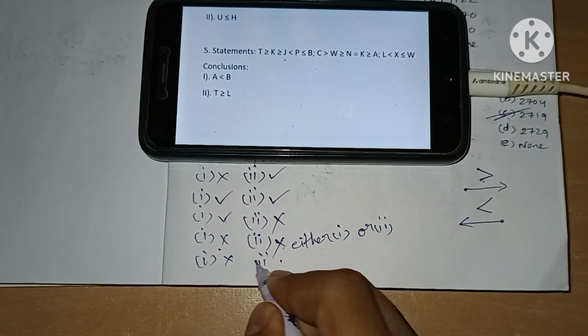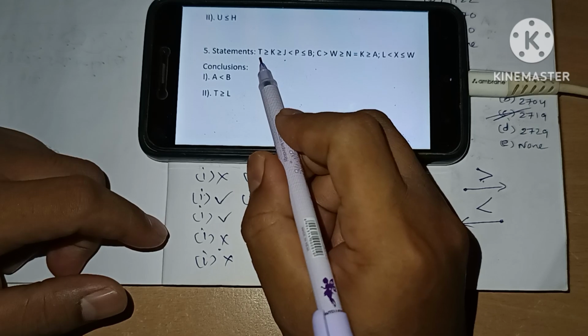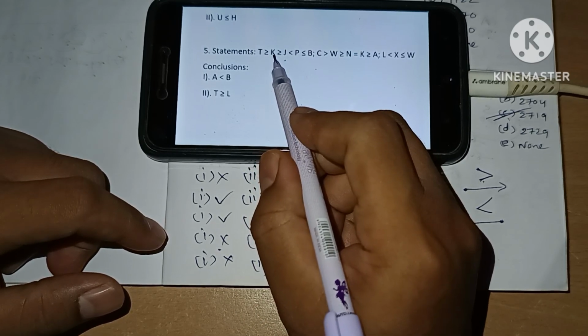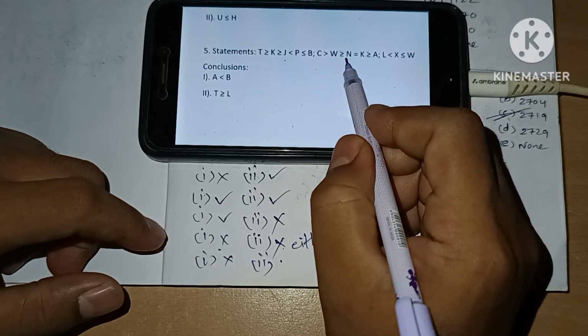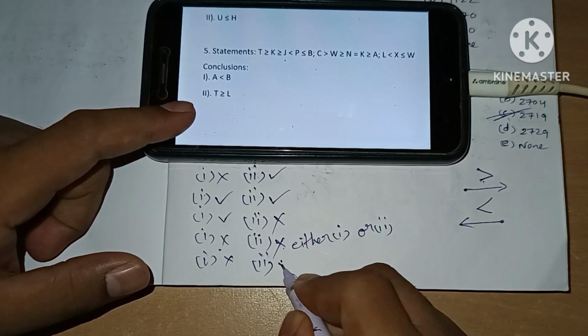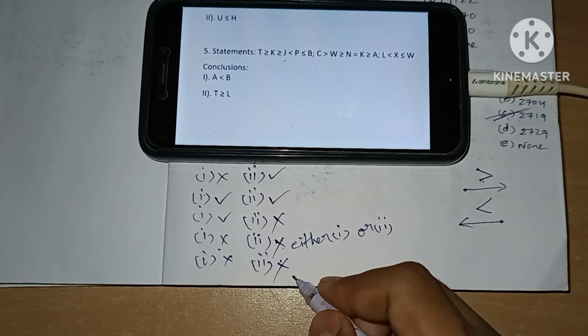Second conclusion, the flow from T to L with everywhere equal to. From T we can reach to K. From K we can reach to N, but from N we cannot reach L. So second conclusion is false. So here answer will be neither one nor two.